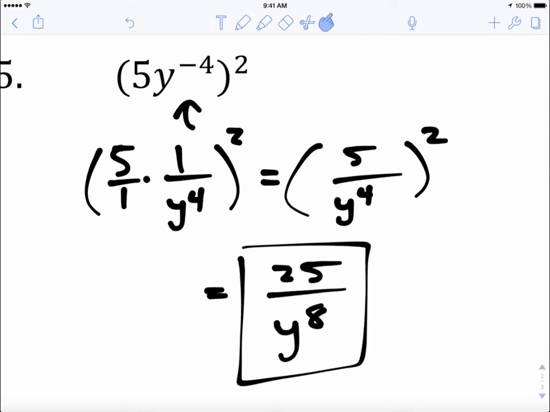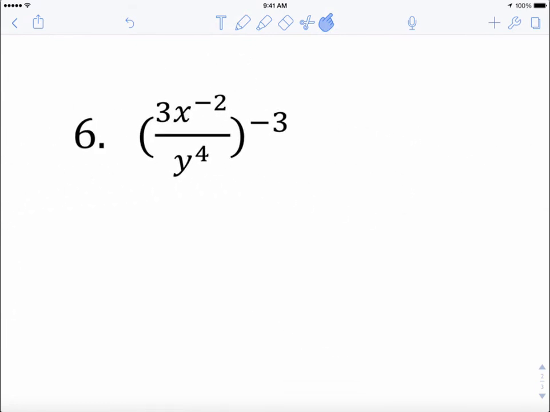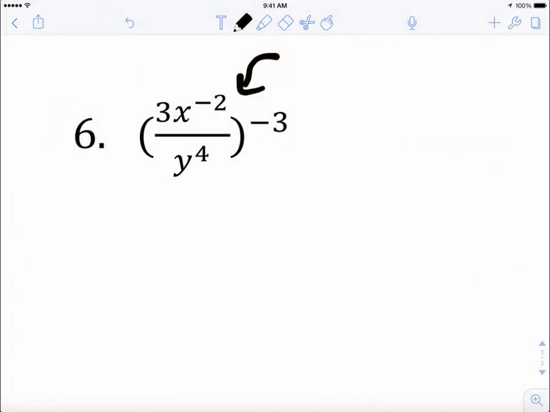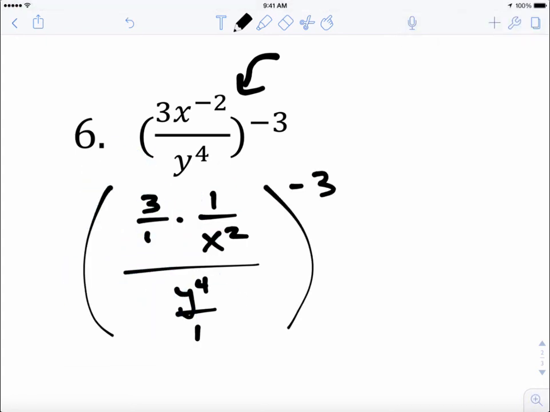And last but not least, holy cow, negative exponents, all sorts of stuff. All right, first things first, let's take care of what's inside the parentheses and this negative exponent. I'm going to make the ink a little smaller. So in our numerator, we've got 3 over 1 times 1 over x squared, right? I just rewrote x to the negative 2nd as 1 over x squared, all over y to the 4th. I'm going to put that over 1 because I know I'm going to have a lot of fraction stuff going on here. All of that to the negative 3rd power.